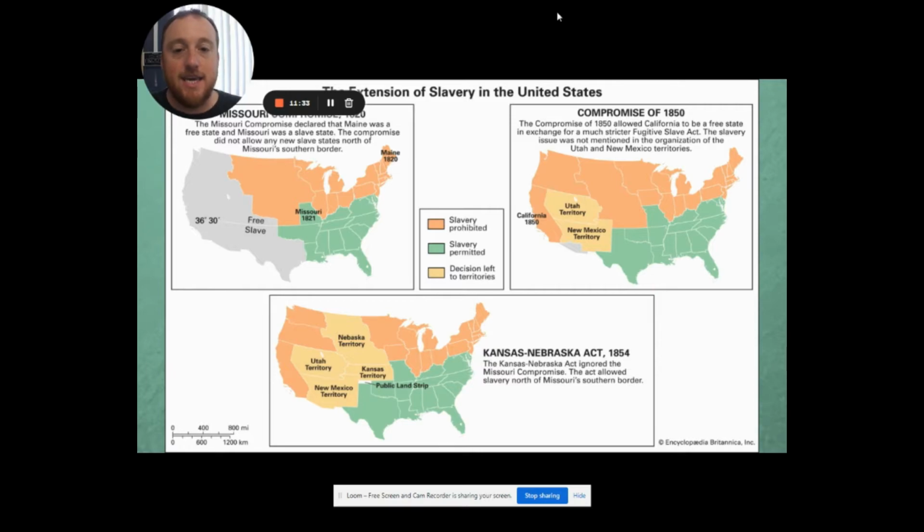Okay, so you can see here, this is a really cool map to look at when we look at how slavery starts to form here.